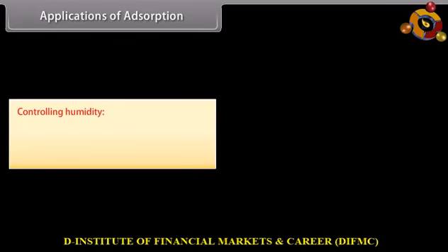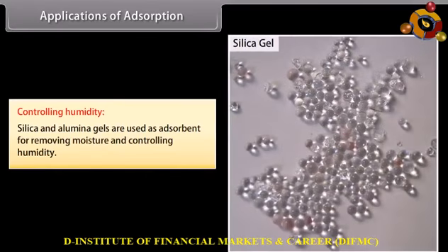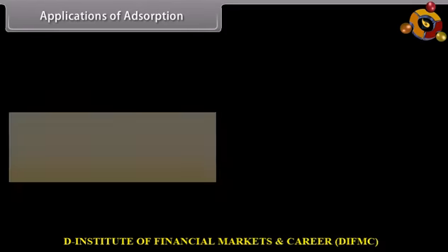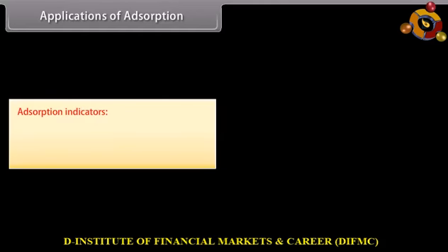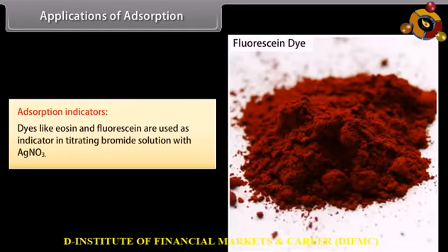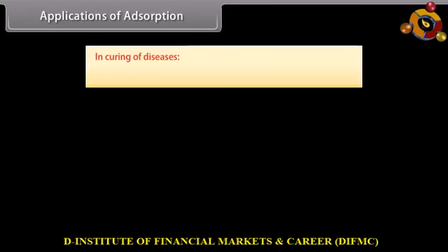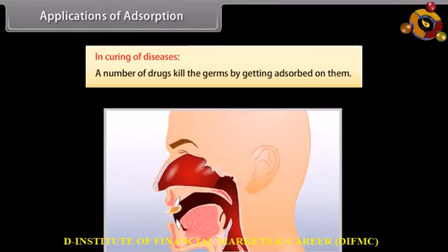Controlling humidity. Silica and alumina gels are used as adsorbents for removing moisture and controlling humidity. Adsorption indicators. Dyes like eosin and fluorescein are used as indicators in titrating bromide solution with AgNO3. Precipitate of silver halide has the property of adsorbing these dyes and thereby producing characteristic deep colors at the end point in the titration. In curing of diseases. A number of drugs kill the germs by getting adsorbed on them.